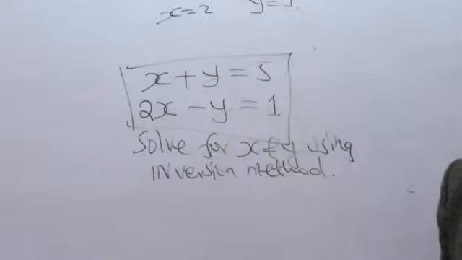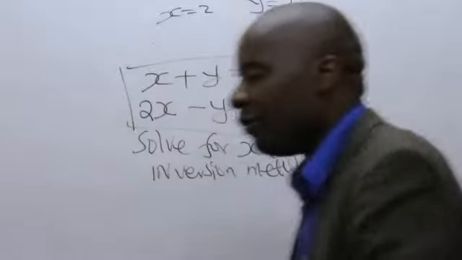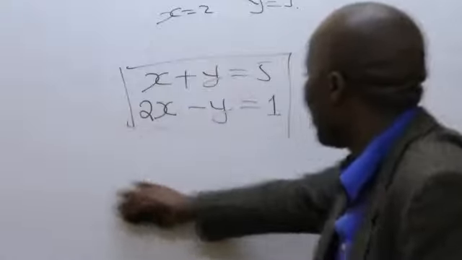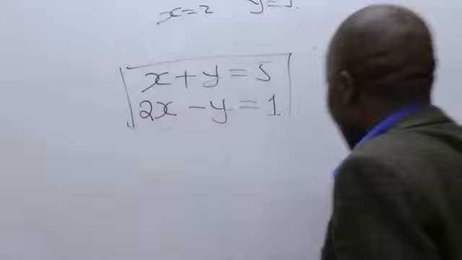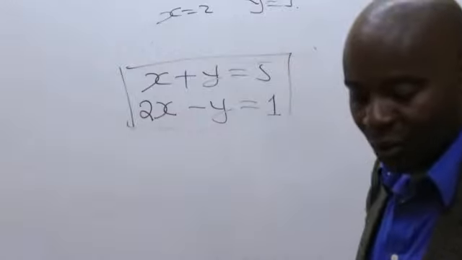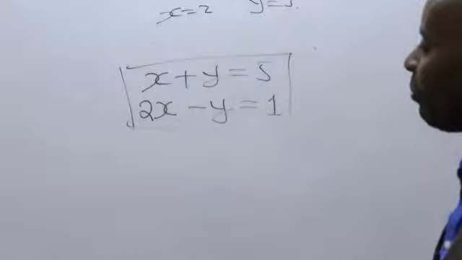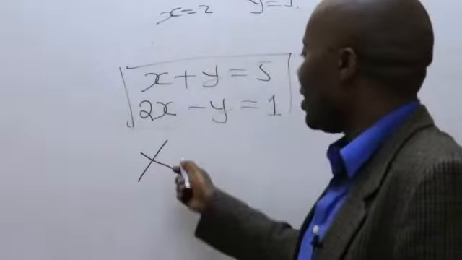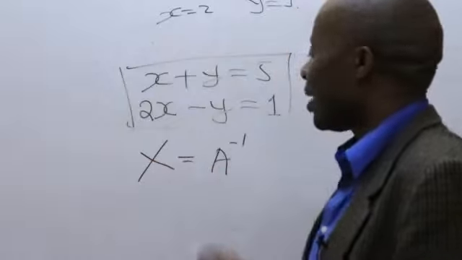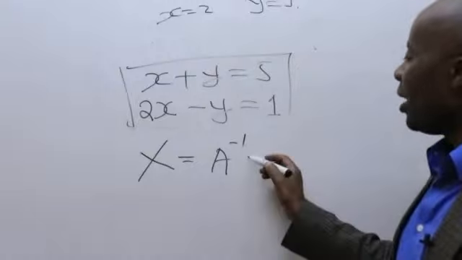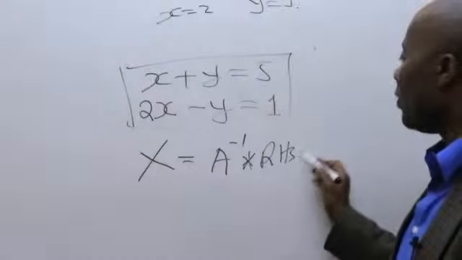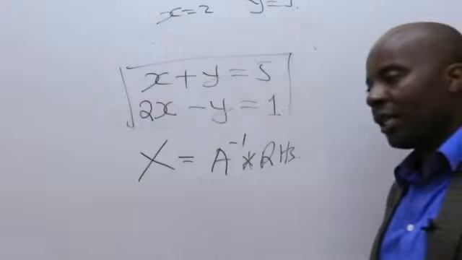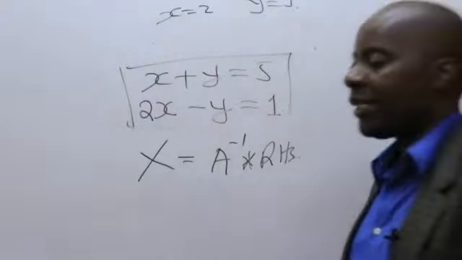I will not even bother to think about this so much because inversion is as easy as reading out the ABC alphabetical letters, or just as easy as a walk in the park. Remember, for us to be able to get the unknowns, we normally take the inverse of A multiplied by what here? The right-hand side values. The inverse of A multiplied by right-hand side values.